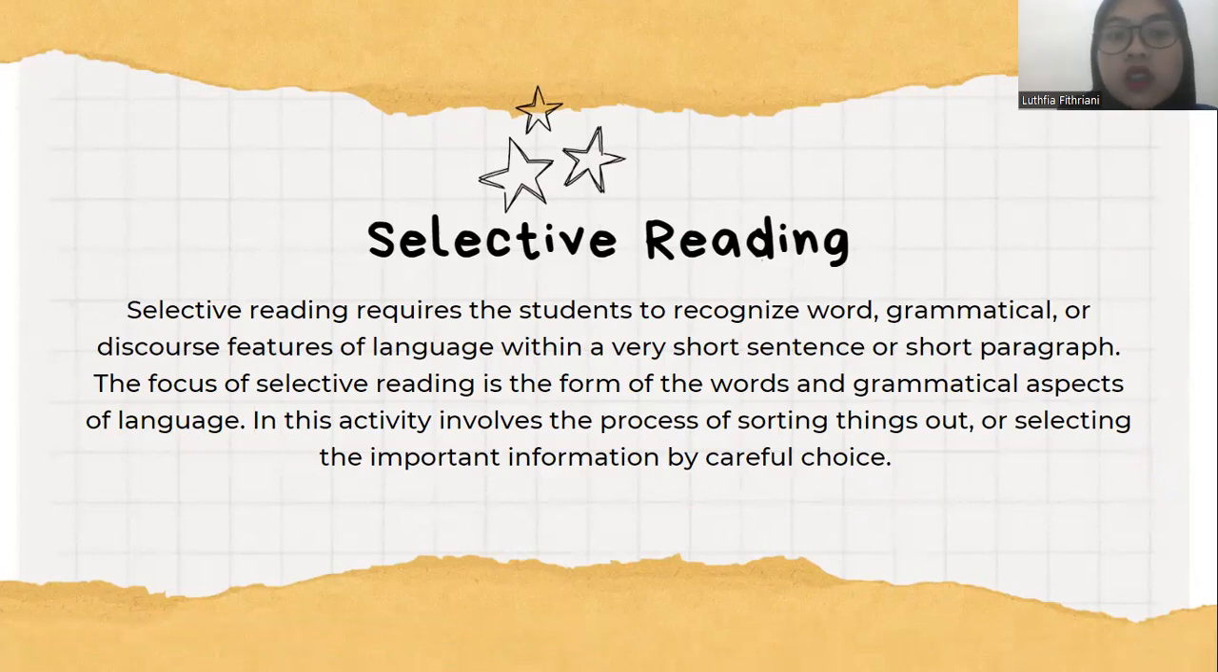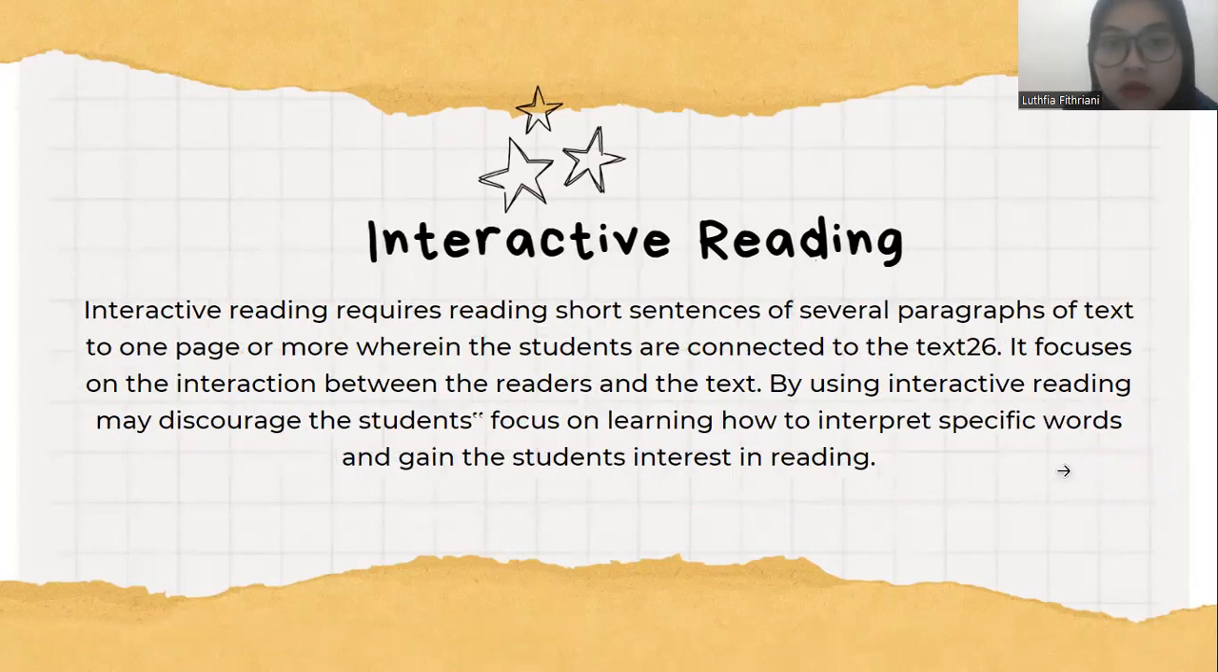The second is selective reading. So, selective reading requires the student to recognize word, grammatical, or discourse features of language within a very short sentence or short paragraph. The focus of selective reading is the form of the words and grammatical aspect of the language. This activity involves the process of sorting things out or selecting the important information by careful choice.